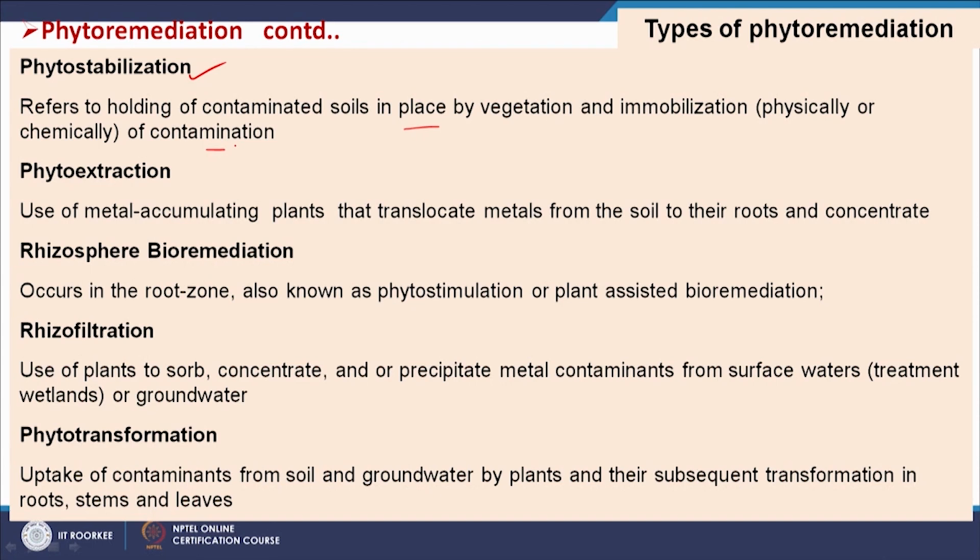For vegetation. And phytoextraction is the use of metal accumulating plants that translocate metals from the soil to their roots and concentrate them, that is, those plants are extracting the metals from the soil or water and concentrating them in their roots. And rhizosphere bioremediation occurs in the root zone, also known as phytostimulation or plant assisted bioremediation. In this type of plant, the root system is very robust, a huge amount of roots is available, and the pollutants are remediated in this root zone.